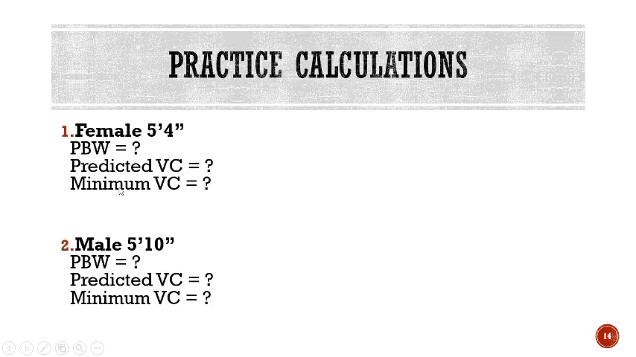So this gives you an example of how to do the predicted body weight, and you can predict your vital capacity, the 50 to 70, and then the minimum, the 10 to 15. I will post a key for this, but I want you guys to try to do it on your own and see if you're understanding how this works.